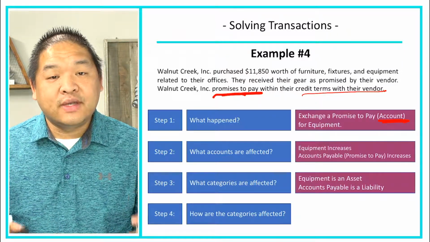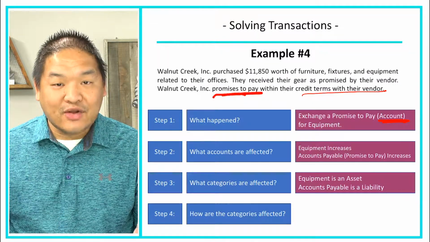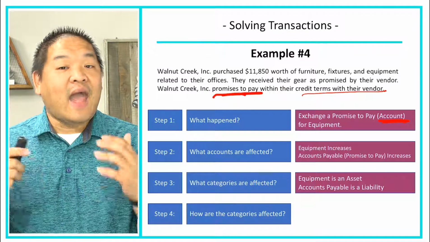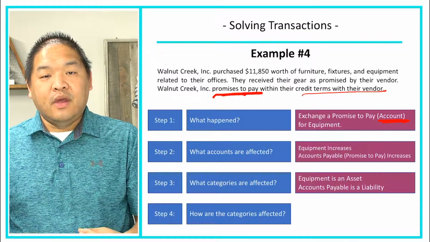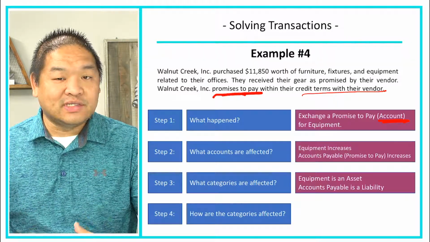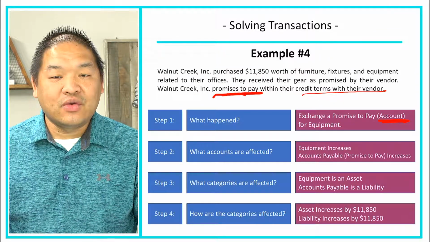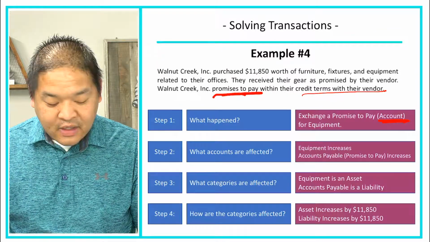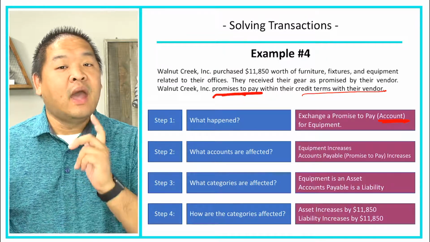And how are these categories affected? The asset is going to increase because we're receiving equipment, but then our debt is also going to increase as well. So our liability has to increase because now we owe more money. So asset is going to increase by $11,850. The liability is going to increase by $11,850 as well.